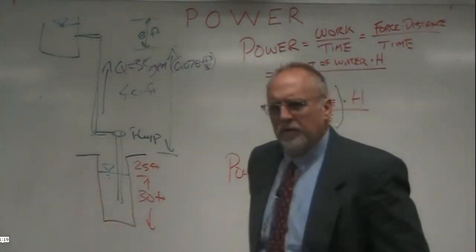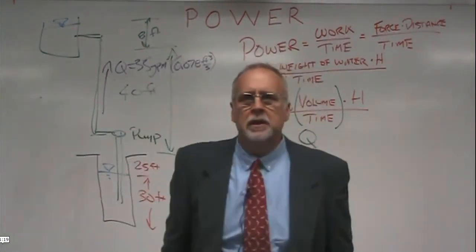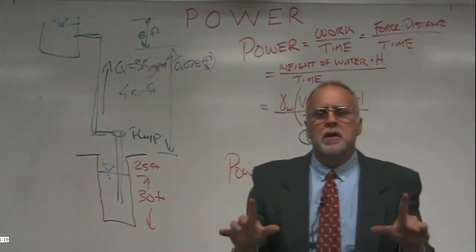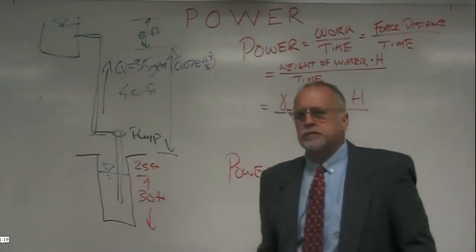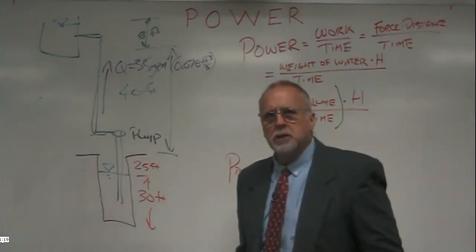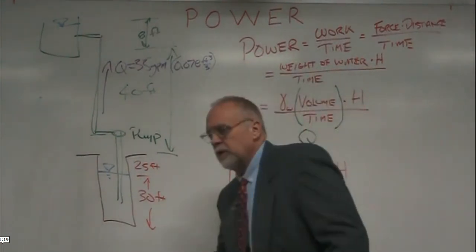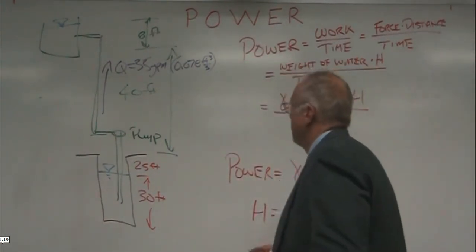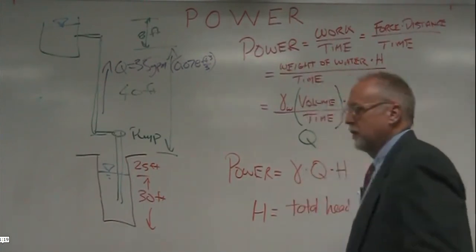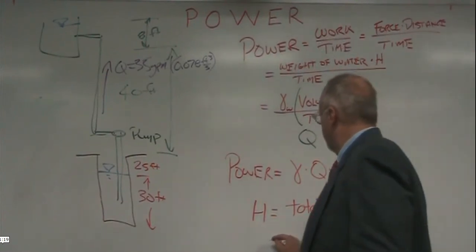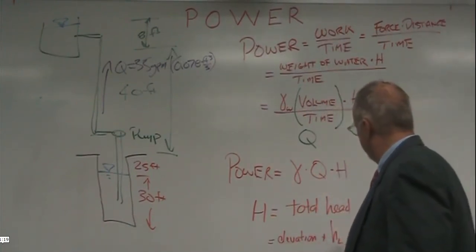There is another factor we must overcome. Yes, we must overcome the height of the water. We must raise the water up to a certain height. But there is another force holding us back from raising that water up. And that force is friction. Yes, friction is against us. Gravity is against us, but friction is against us. So H in my equation is the total head that I have to add to the water, equals elevation that we have to raise it, plus the head loss due to friction.